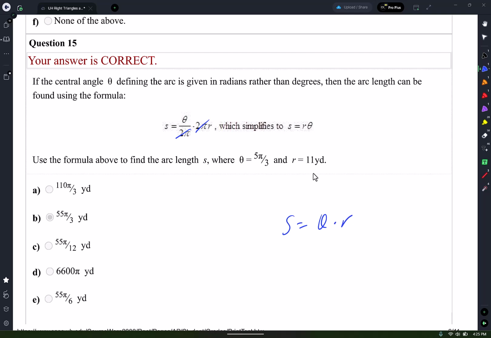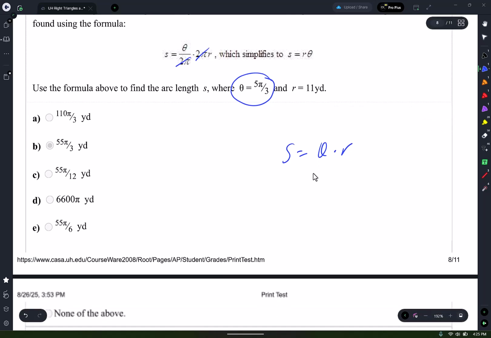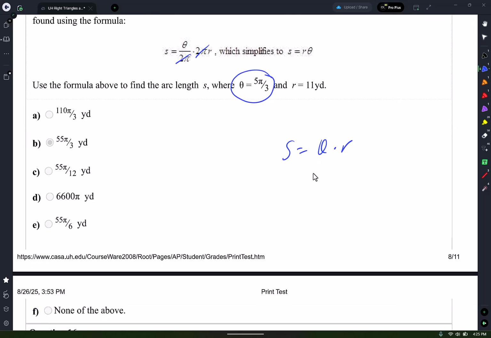All right, so here we go, guys. So we have this angle. Remember what that means. So here's my circle. And here's this angle, 5 pi over 3. So let's see, so you're doing this.